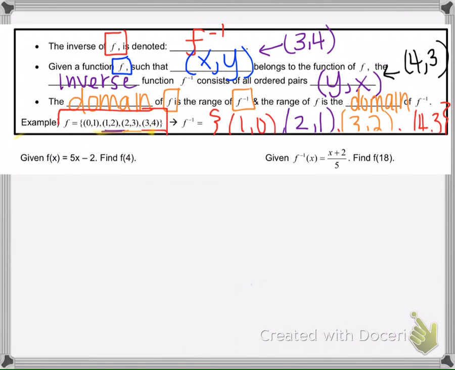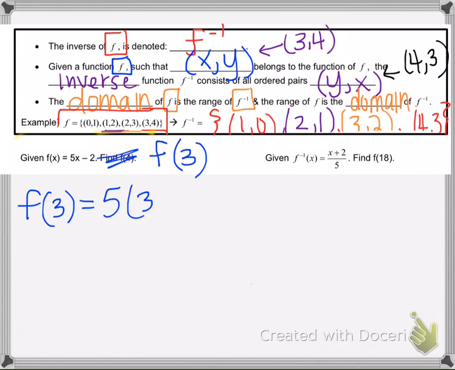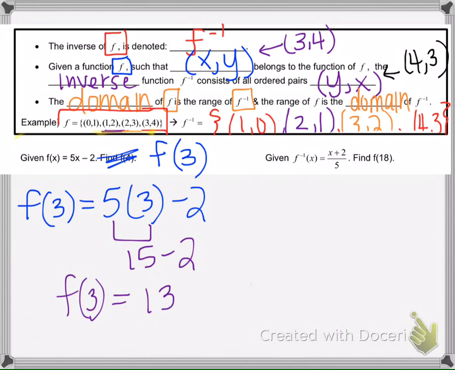So just to demonstrate that one more time, and you don't have to write this in your notes, you could just watch this, instead of f of 4, let's say I plugged in f of, let's go with 3. So if I plug in 3 this time, we would get 13. So when I plugged in for x, 3, we get out a 13.